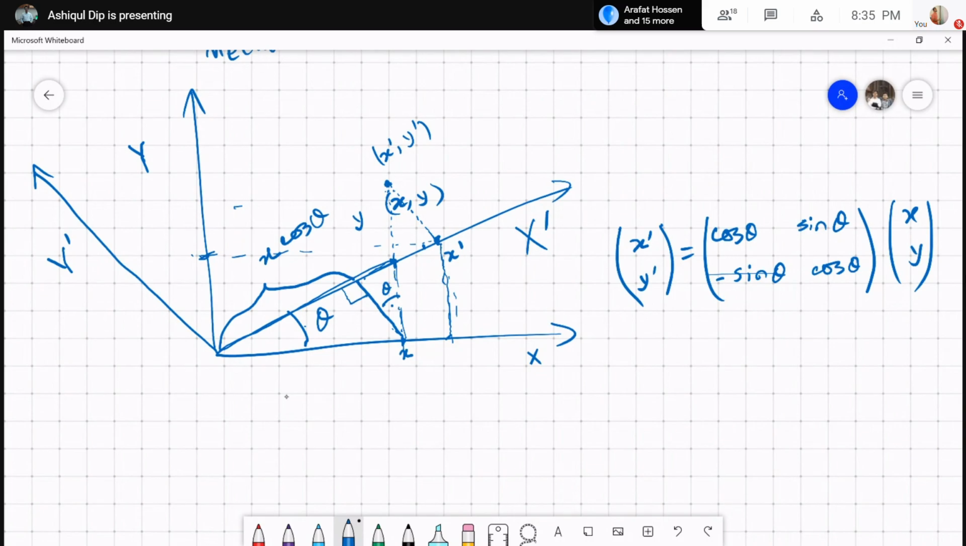This one is theta. This one is theta as well, right? Because this is the perpendicular on this line. So this angle and this angle are obviously same. So if you do the analysis, this is 90 degree, this is 90 degree. So this angle has to be equal to this angle, right?